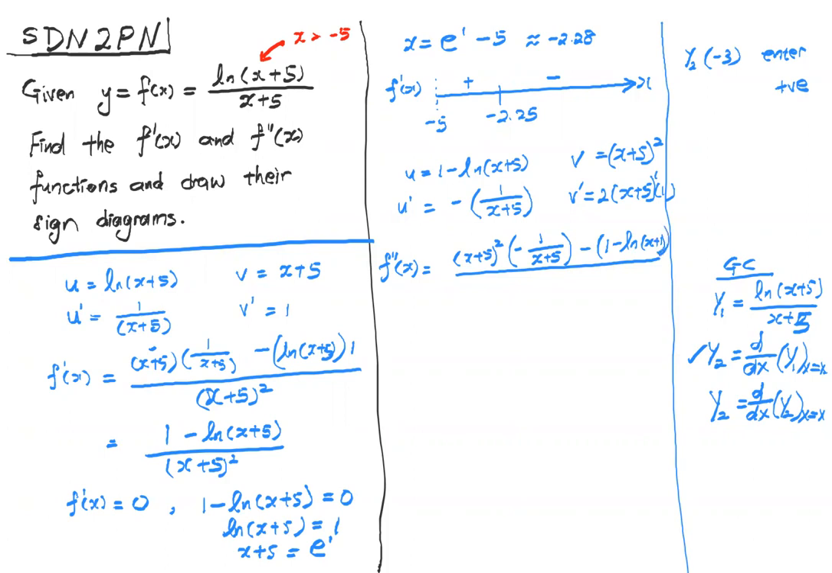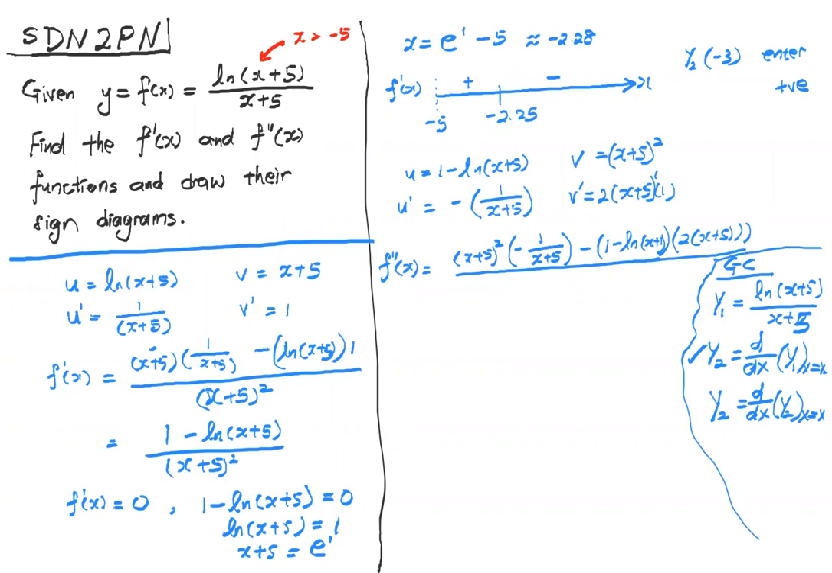Times v prime. Okay, I have to write over the other side because of space. The whole thing over, this is something else. The thing over v squared. Your v squared is x plus 5, the whole thing squared. If you don't have time to simplify, don't simplify this. Just let it be there.